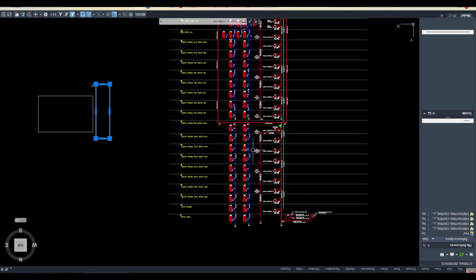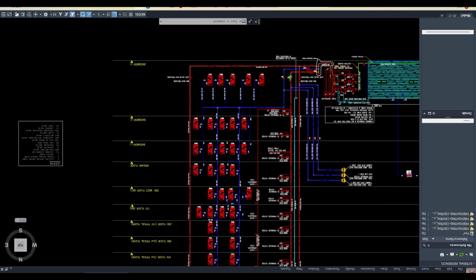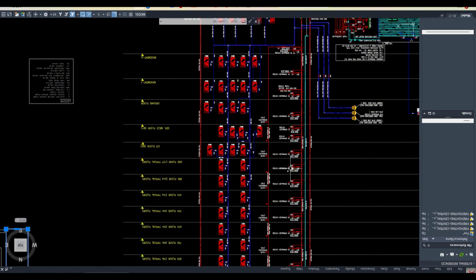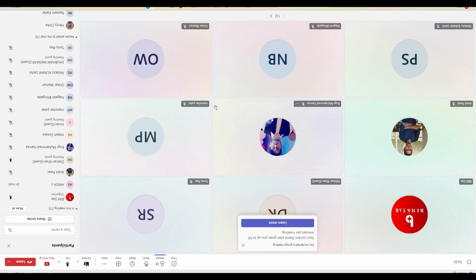But 80-90% of the volume of your work in modeling and coordination, you will get only these two items: wet riser items and the sprinkler items. Wet riser, now we finished it. Tomorrow we will learn the sprinkler system. Fair enough? Was it easy to understand, guys? Yes. Yes, sir. So what did you learn today that is new?